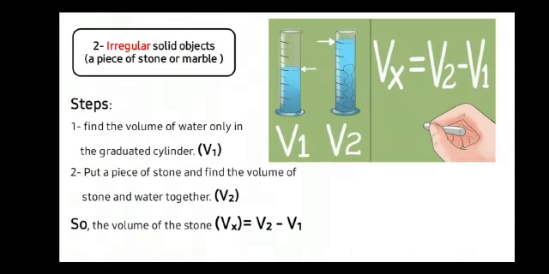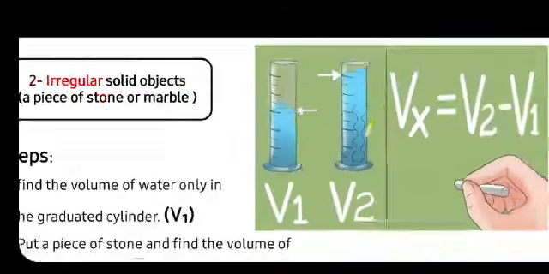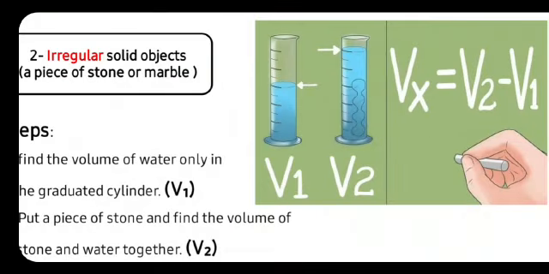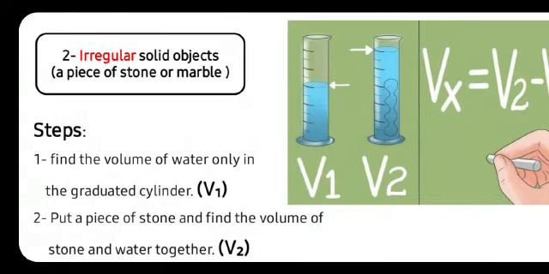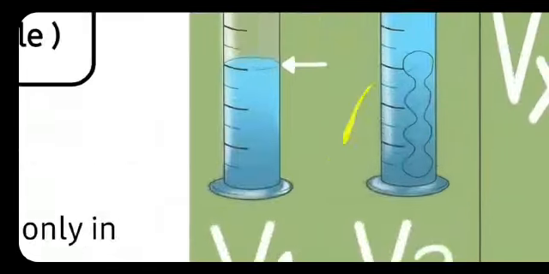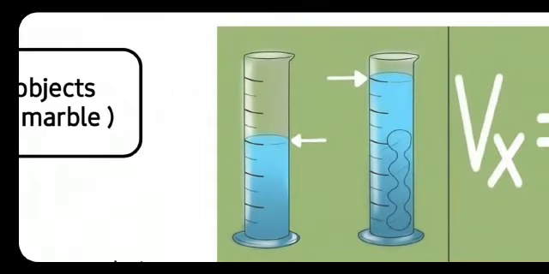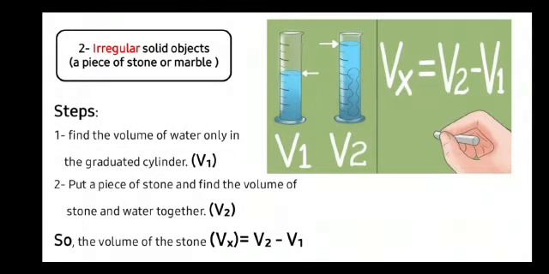Number 2, if I want to measure or estimate the volume of an irregular solid object, I will use the graduated cylinder. I have to know the volume of liquid only, and I will call that V1. So V1 equals the volume of the liquid only inside the graduated cylinder. When I put the stone or the marble, the irregular shape, the level of reading will increase from V1 and become V2. V2 equals the volume of liquid and the solid substance. So the difference between them, V2 minus V1, equals the volume of the stone or the marble or the irregular shape.